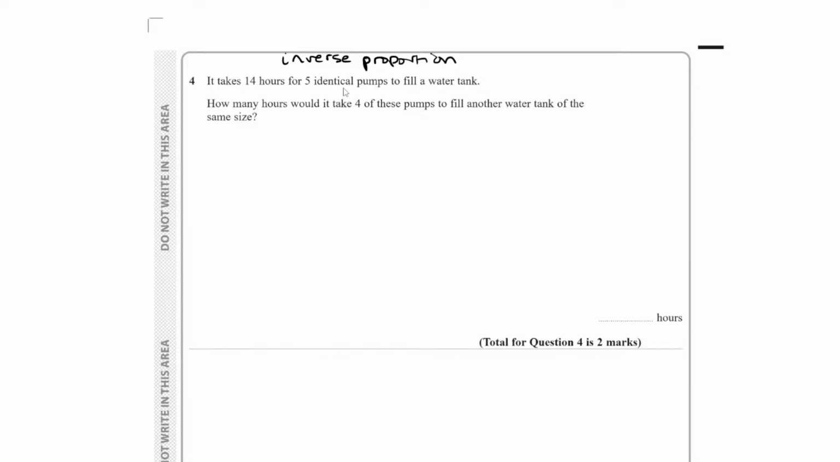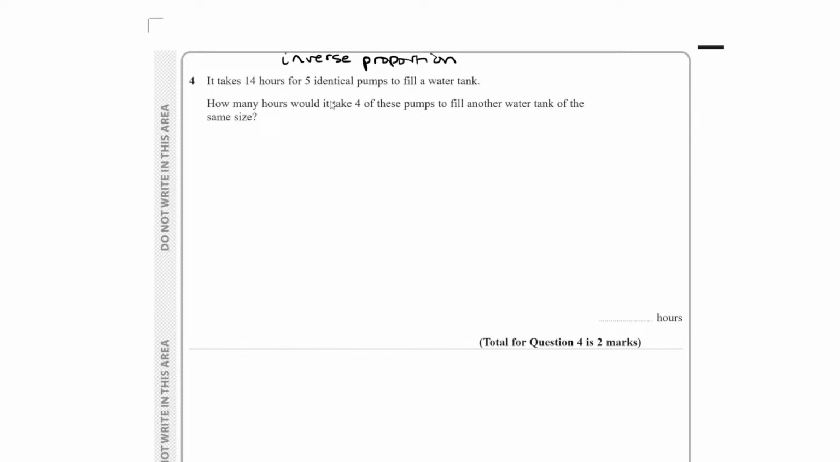if I were to have more pumps filling up the same water tank, it would take less time. Do you see how that's inverse? More pumps, less time. If I had fewer pumps, it would take more time, wouldn't it? So it's opposite, it's inverse.